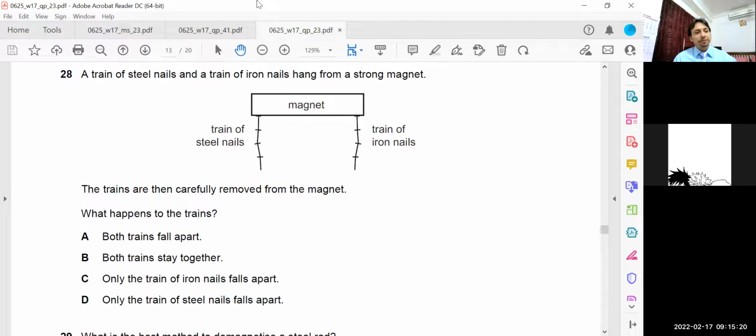What is your answer, children? For question number 28, I want to see in the marking scheme also. It states the answer is C. Yes, yes. Good.